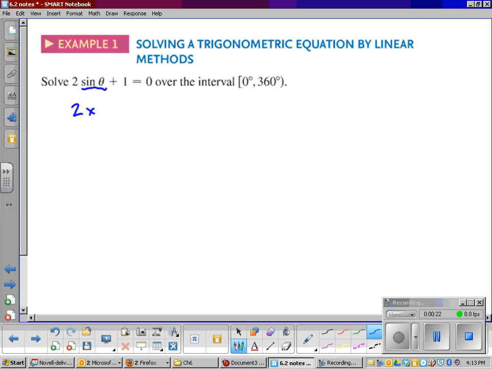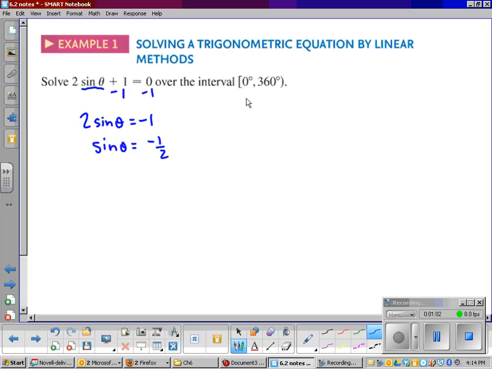If I had 2x plus 1 equals 0 and I wanted to solve that for x, then I would subtract 1 from both sides and divide by 2 to get x by itself. So I'm going to do that same thing here, but when I subtract 1 from both sides, I'm going to get 2 sine theta equals negative 1, and then I'm going to divide both sides by 2, which gives me sine theta equals negative 1/2. So I'm ultimately trying to find theta, but I start out by solving for sine theta, getting it by itself, and then I have enough information to find the angle values where sine is equal to negative 1/2.